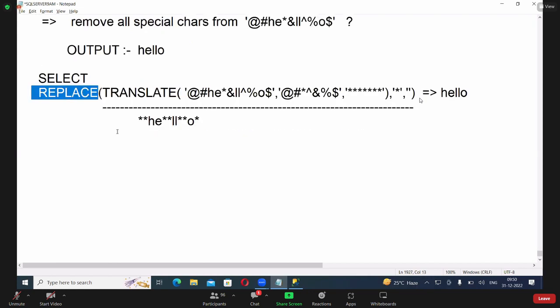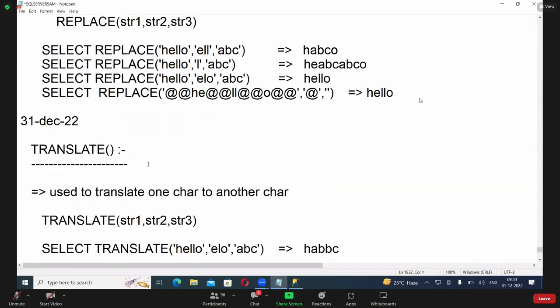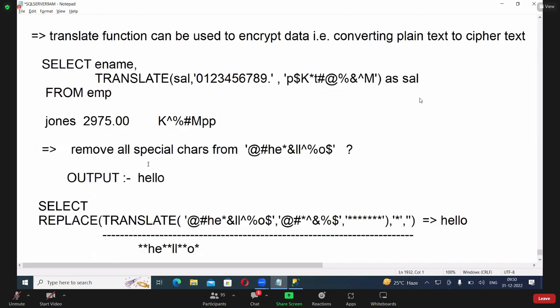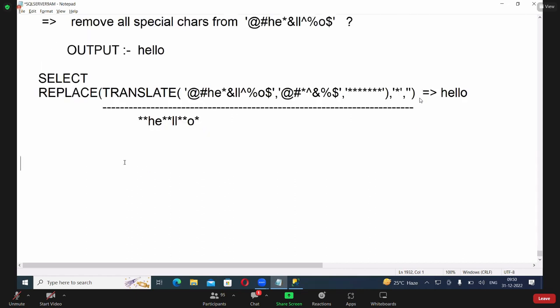Replace. Okay. Then, if it is filled with only one symbol and I want to remove that, then replace is enough. You don't need to use translate. Replace that character with null. But if it is filled with different characters, then use translate and replace. Got it?